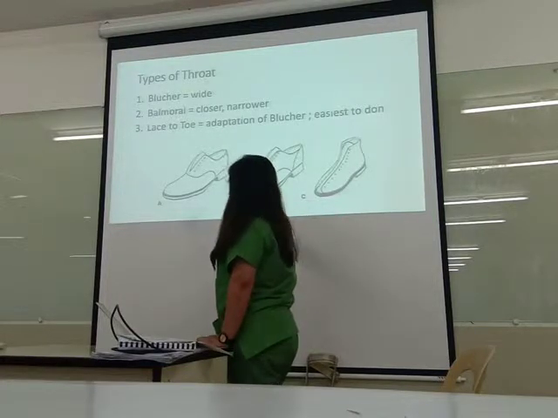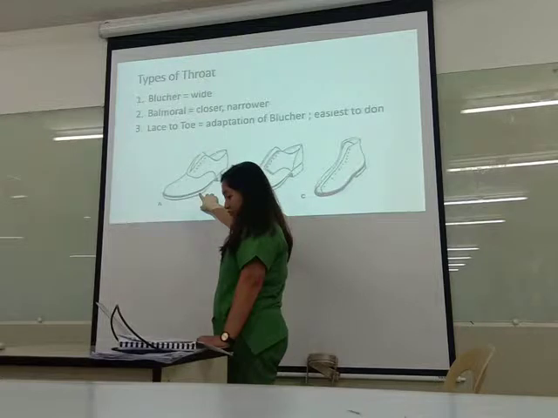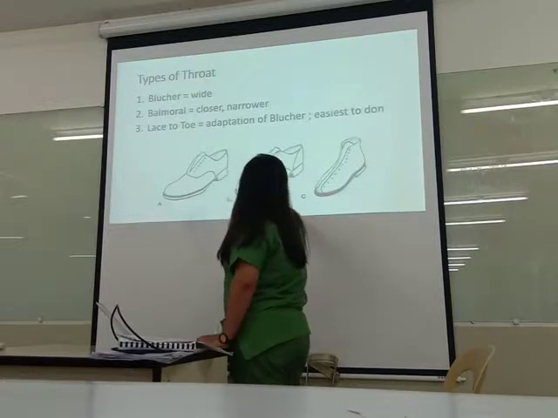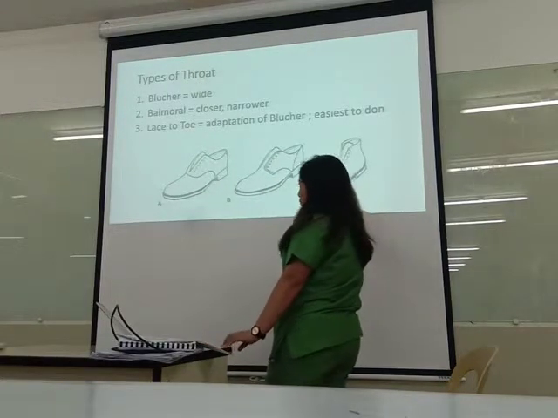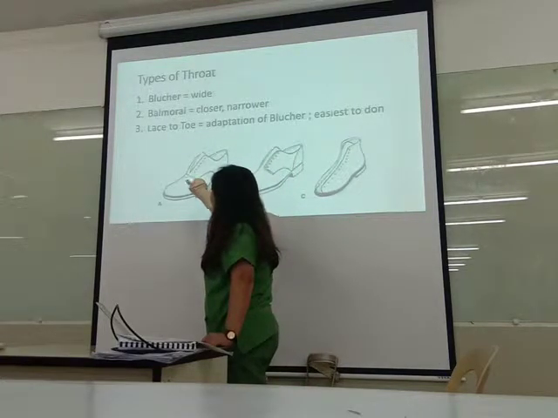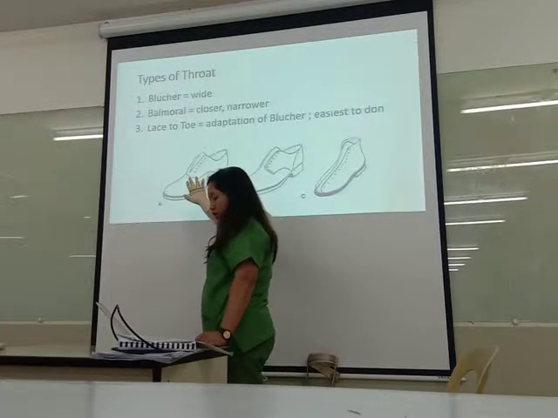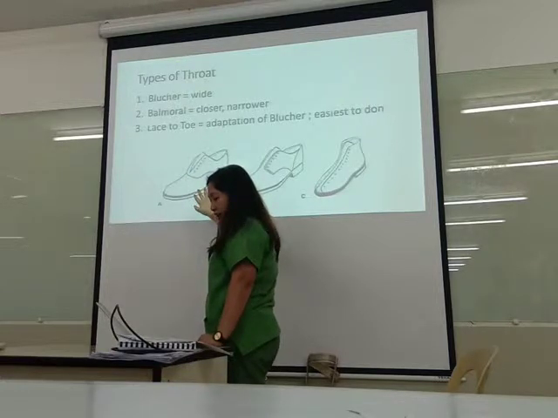Itong first picture is the Bal Oxford type or the Balmoral. And then ito yung Blucher side and then lace to toe. With this one, you can see yung throat niya is closer and narrower. So the tongue is an extension of the back and can be open slightly wider. Yun yung para sa Blucher side.